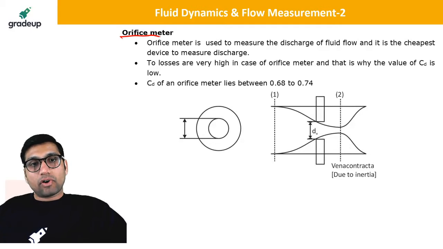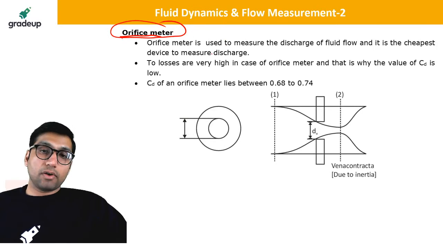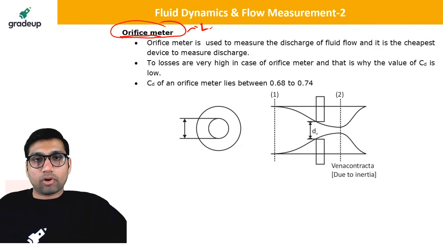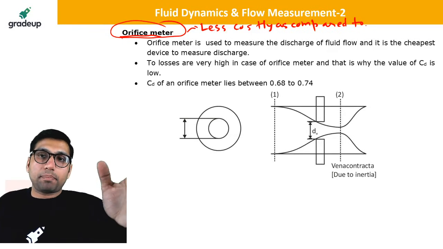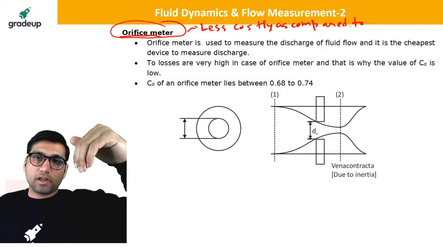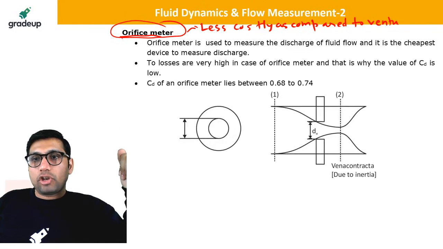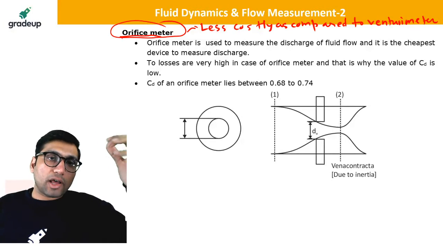Okay. Next device for measuring the discharge is the orifice meter. Orifice meter is also a device used for measuring the discharge, but it is a little less costly compared to the Venturi meter. Why? Because in an orifice meter, we simply use an orifice plate inside the pipe section in order to measure the discharge. So compared to the Venturi meter, it is less costly because we just require a plate with a hole inside that plate.